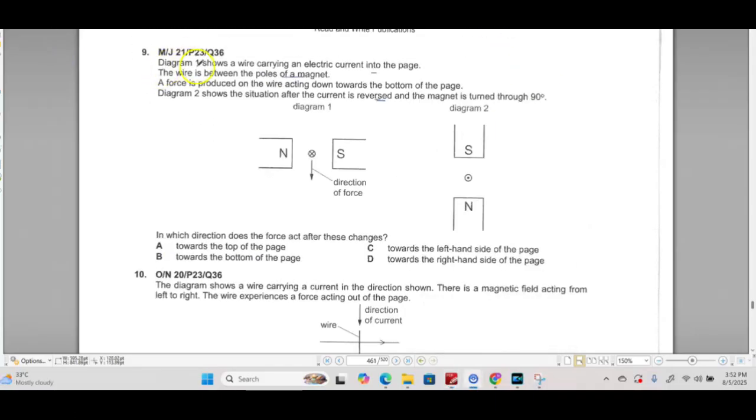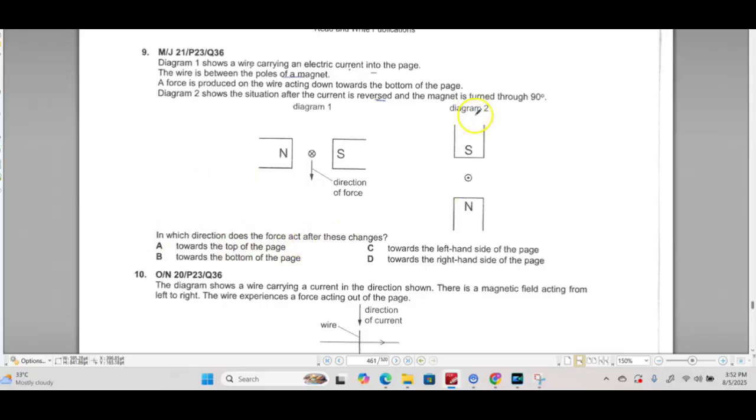Question number 9. Diagram 1 shows a wire carrying an electric current into the page. The wire is between the poles of the magnet. The force is produced on the wire acting down towards the bottom of the page. Diagram 2 shows the situation where the current is reversed and the magnet is turned through 90 degrees. In which direction does the force act after these changes?